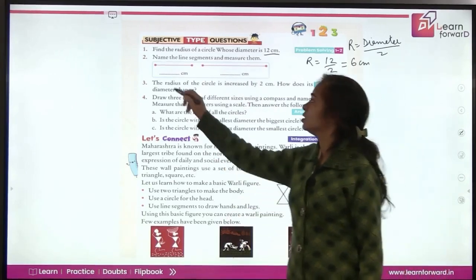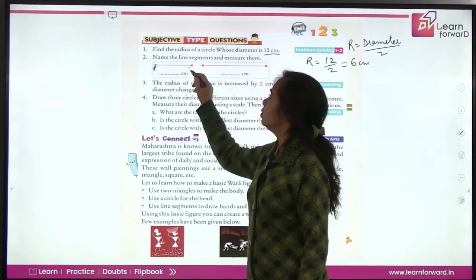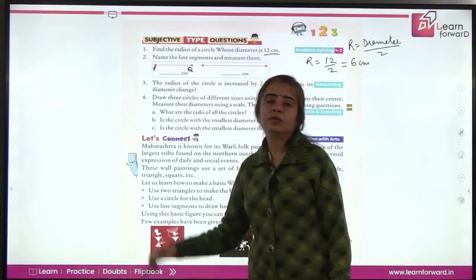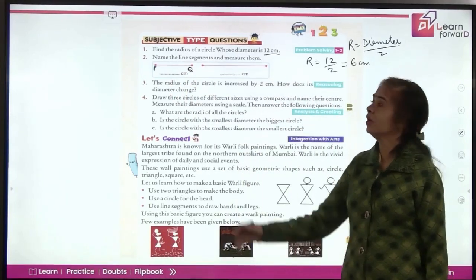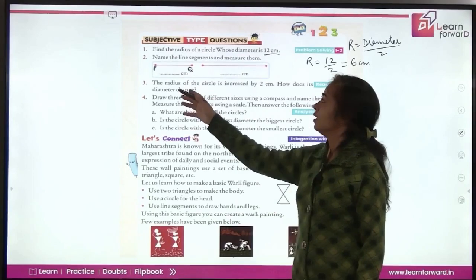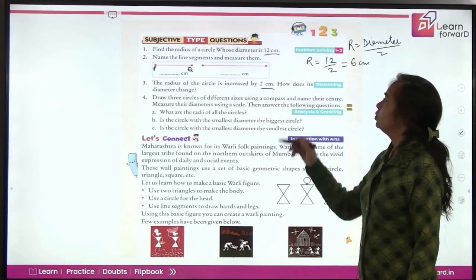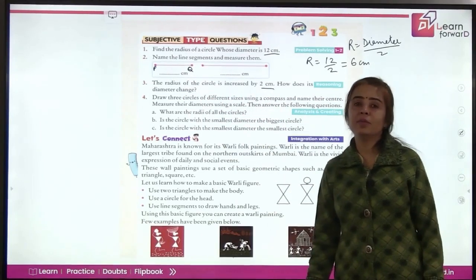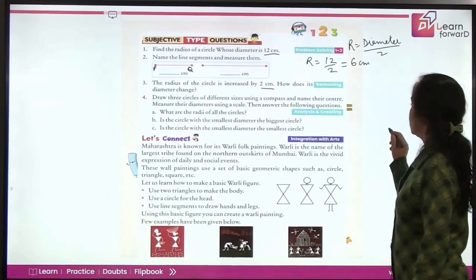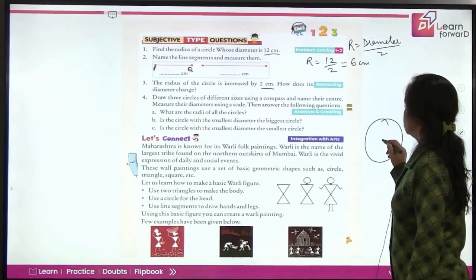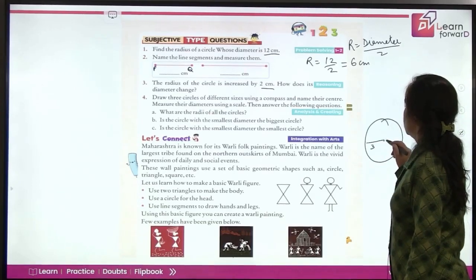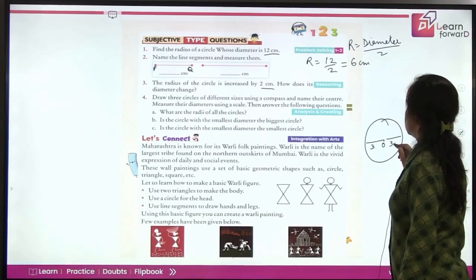So you can just label them as any 2 letters and then measure them using your ruler and write the measurement here. The radius of a circle is increased by 2 centimeters. How does its diameter change? So if your radius was 3 centimeters, here also it was 3 centimeters.